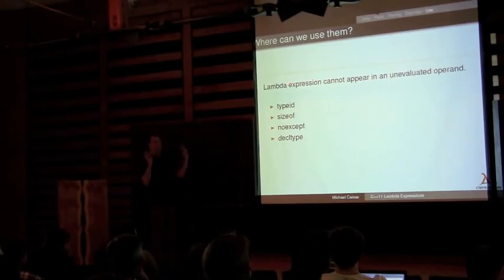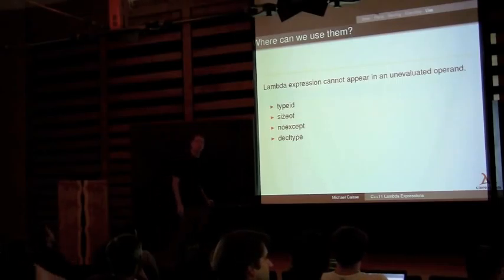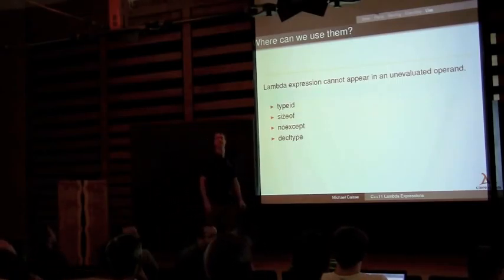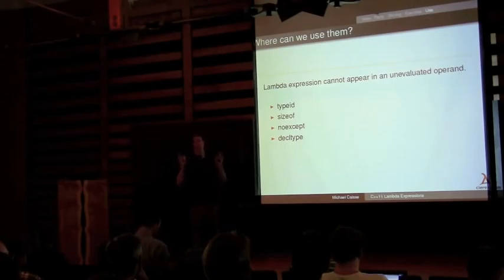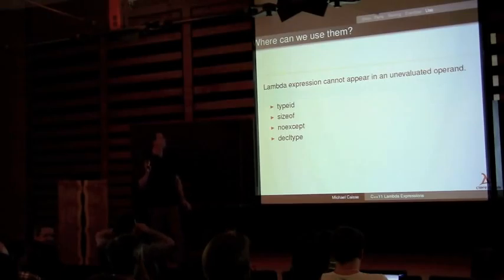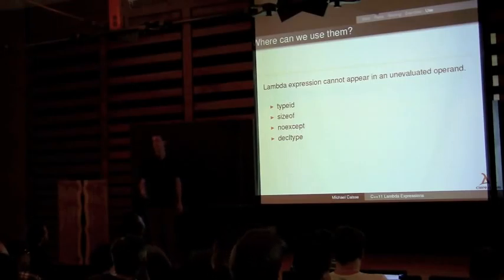So as far as I know, these are the ones that are unevaluated operands. Mr. Smarty in the back can maybe help me here. But as far as I know, this is it. They can't appear with typeid, sizeof, noexcept, and decltype. Beyond that, you can stick them anywhere you want.